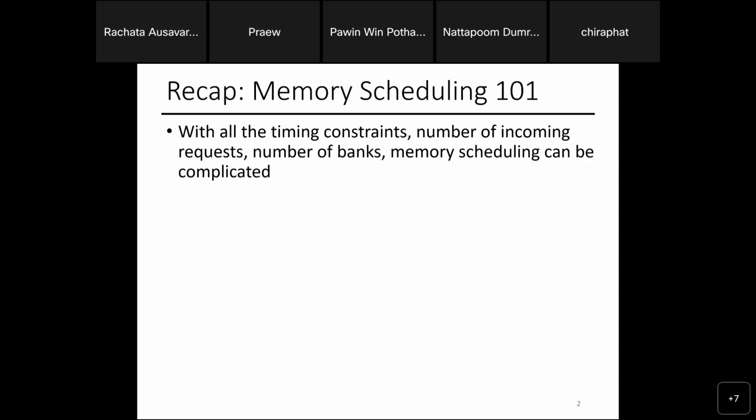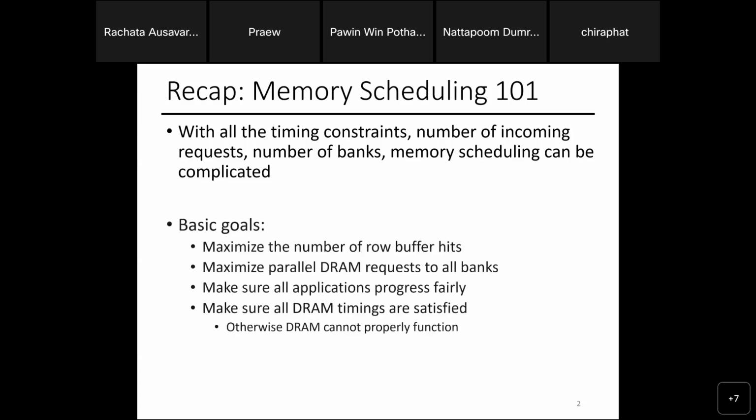In a similar fashion as network packets, or even when you have a bunch of threads queuing up for CPU time, number one, you need scheduling. You need to figure out who gets to use DRAM. The goal is to maximize things like row buffer hits. If I have an open row and requests go to that row, I'll send more requests to that row. I also want to parallelize DRAM accesses. If I have a bunch of requests to multiple banks, I want to separate them out to all the banks so they can be serviced together in parallel, because why not.